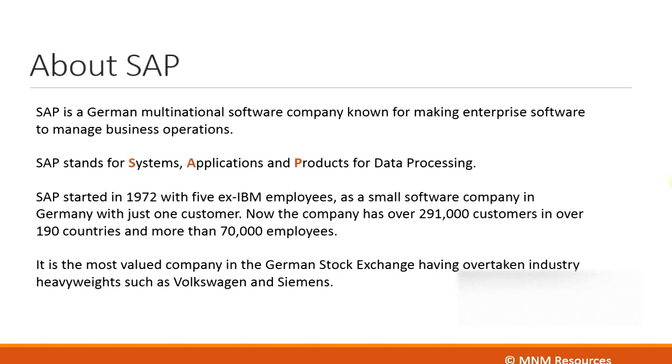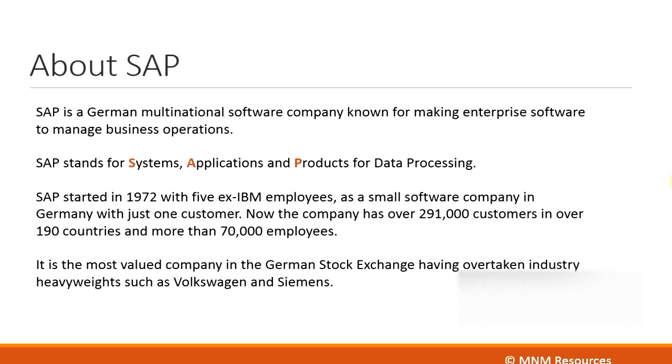Let's have a look at what SAP is. SAP is a German multinational software company known for making enterprise software to manage business operations. The acronym SAP stands for Systems, Applications and Products for Data Processing. It started back in 1972 when 5 ex-IBM employees started a small software company in Germany with just one customer.